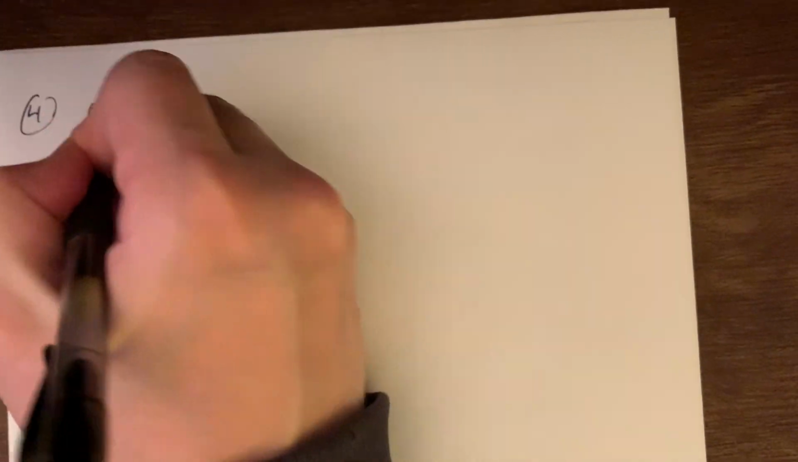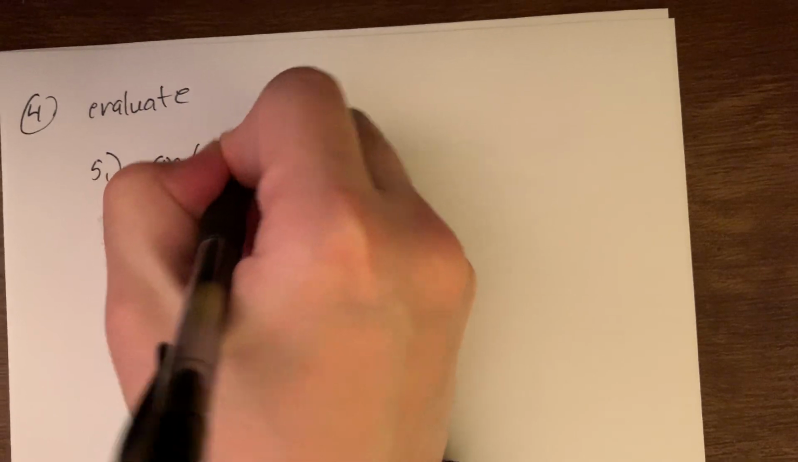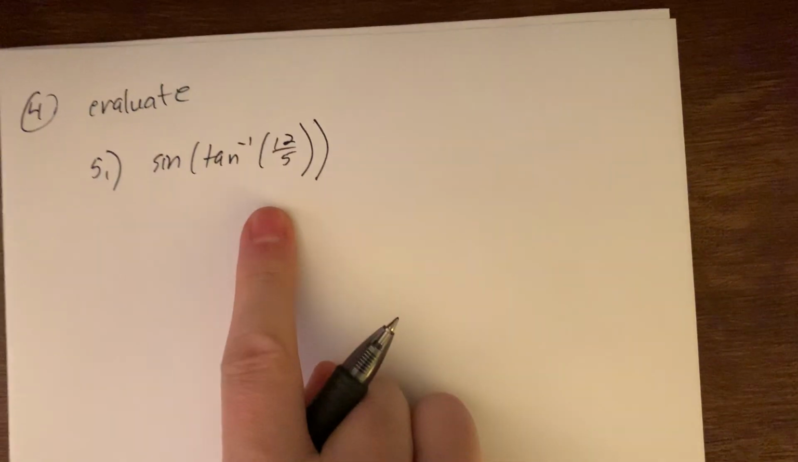We're still evaluating. And let's take a look. Let's start a little nicer. I'm certainly not saying this is an easy problem, but just a little bit nicer. Let's take a look at sine of inverse tangent of 12/5.